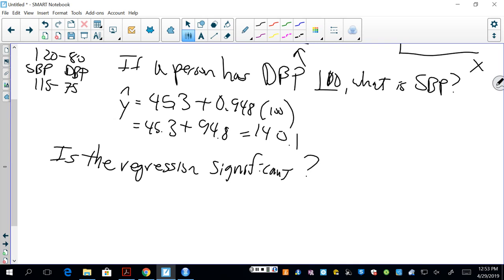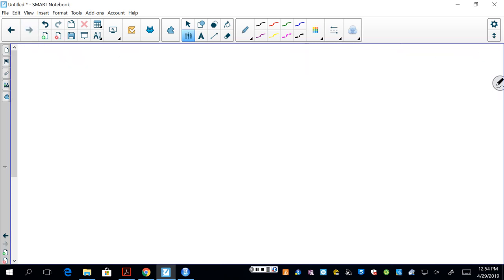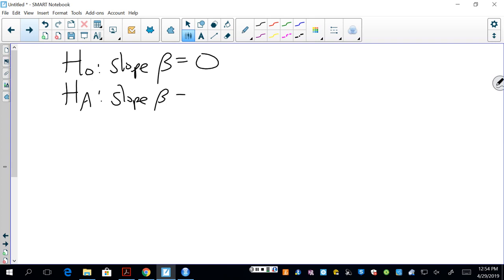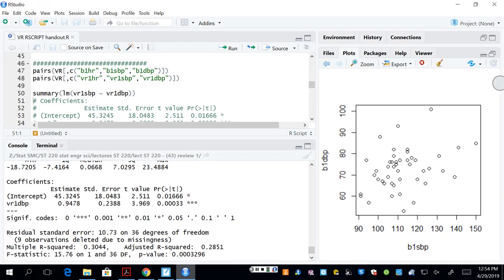Well, in regression, we usually test this hypothesis about the slope. When people usually say, is it a significant regression, what they mean is: is the slope 0 versus not 0? And so if we have a hypothesis that the slope beta equals 0 versus an alternative that the slope beta is not equal to 0, in the output, it gives an estimate, standard error, t-value, p-value, along there.